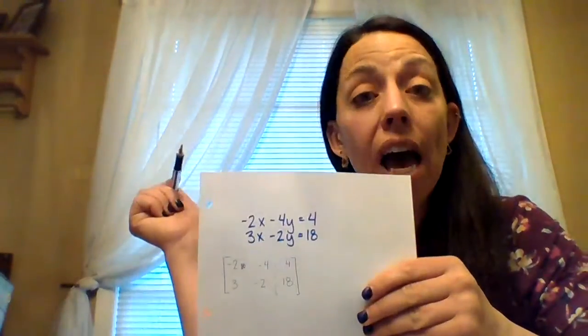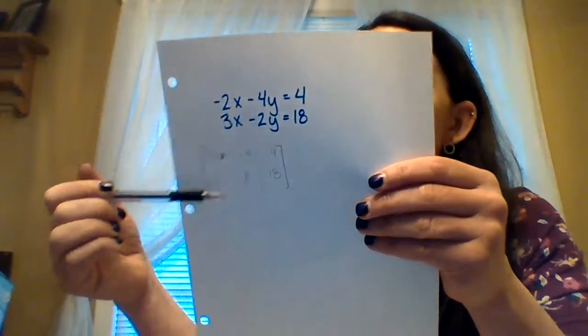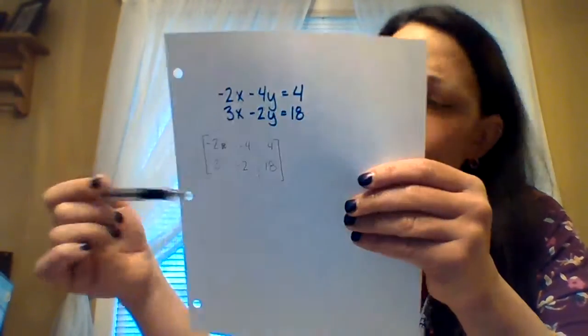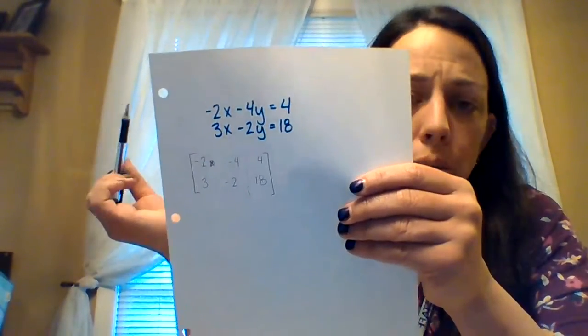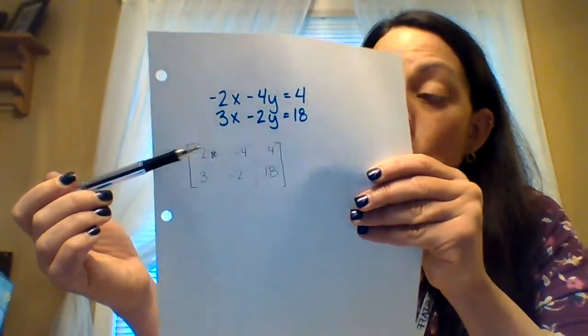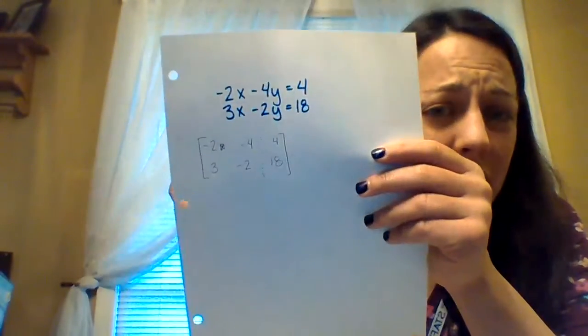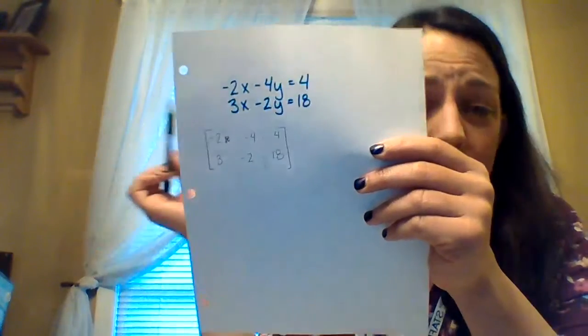Remember, we can add rows together. What would happen if I would take 3 minus 2? I would get 1. If I did that, well, technically I'm adding those rows because it's 3 plus a negative 2. So if I did that, I would get 1, negative 6, 22. I could write that in the top row because there's a 1 in that spot.